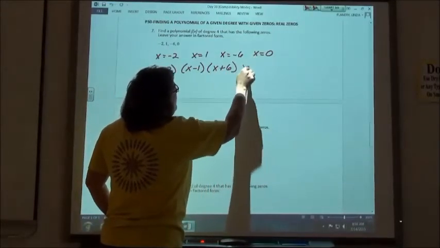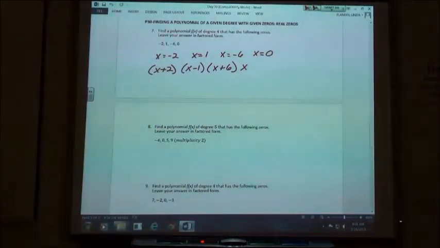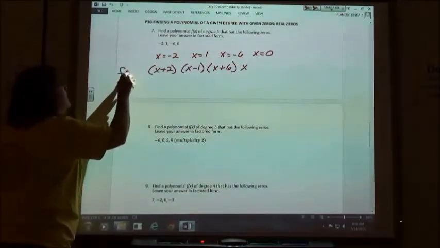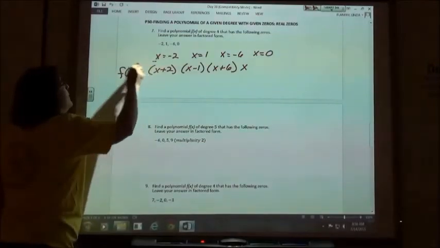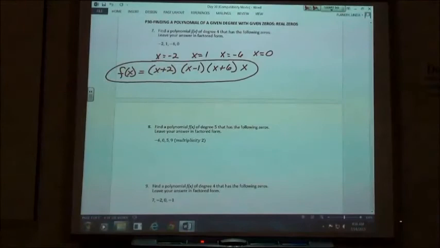And here, I could just have a plain x, I could have 2x, I could have negative 5x, just like those ones where we had the number right in front of our x. I just used the plain x. So, since we're writing our equation f of x, we're just going to have f of x equals x plus 2 times x minus 1 times x plus 6 times x.